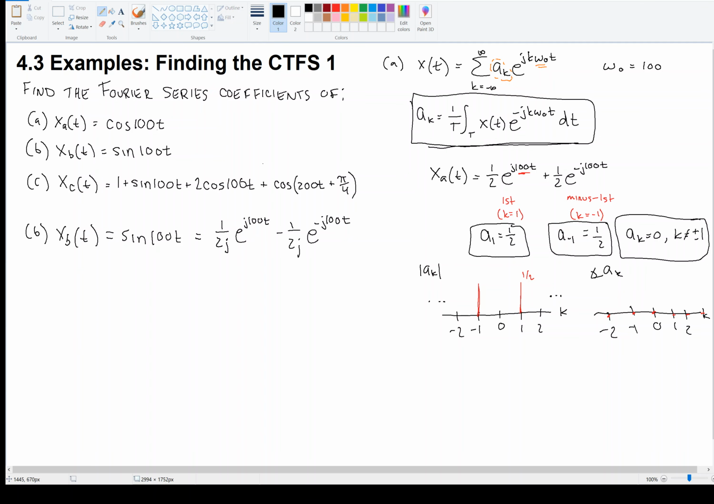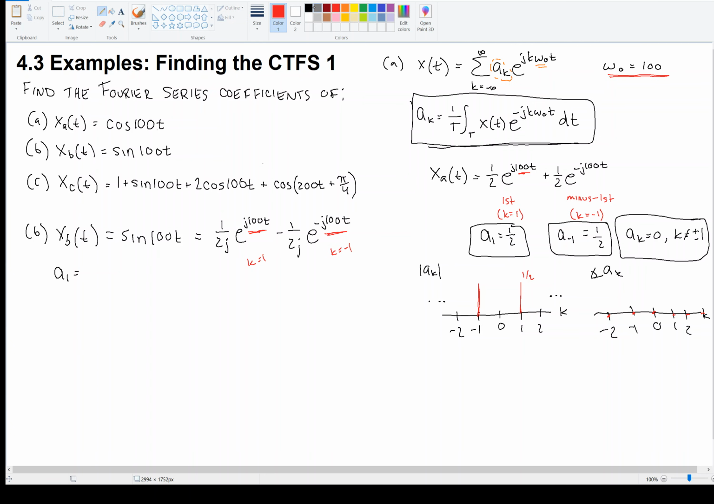Now, by inspection, I see that A1 is equal to, remember that's the thing that multiplies the first harmonic. This is the first harmonic. Let's back up. Why is this the first harmonic? Because remember we said omega is 100, so this is 100 times 1. So that makes this the first harmonic. This is 100 times minus 1 here. So that makes this the minus first harmonic. K equals 1, k equals minus 1.